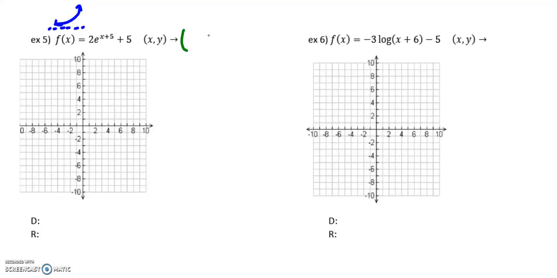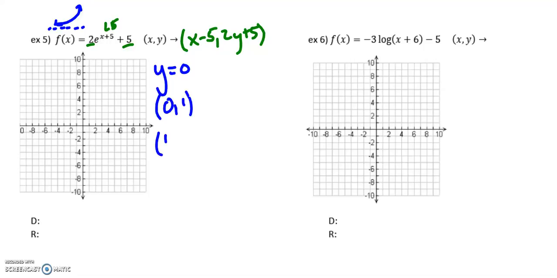Look at how these points are being changed. My x's are moving left 5, so that's going to be x minus 5. And then I have my 2y plus 5. So it's x minus 5 and 2y plus 5. Go back to your distinctive features of the parent. We have a horizontal asymptote at y equals 0, which is important to track. We're going to track it just like we track the points (0, 1) and (1, 2.718), or e.